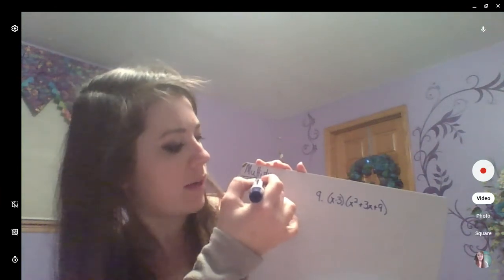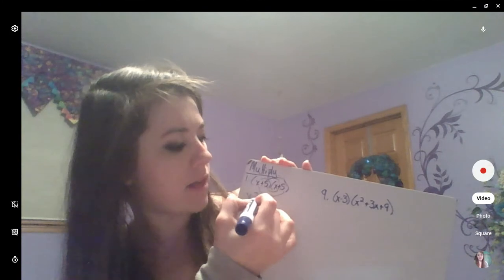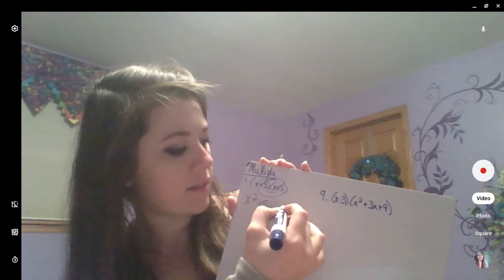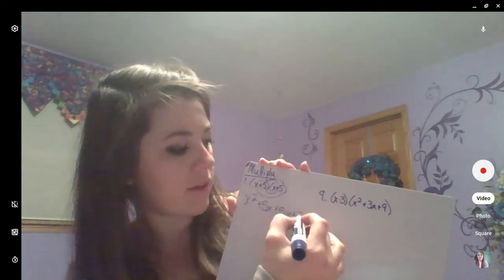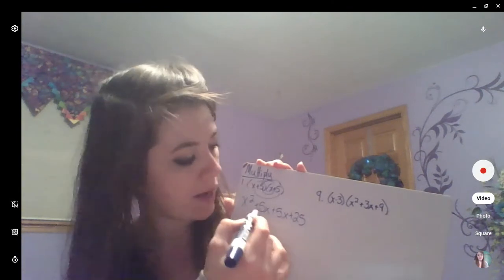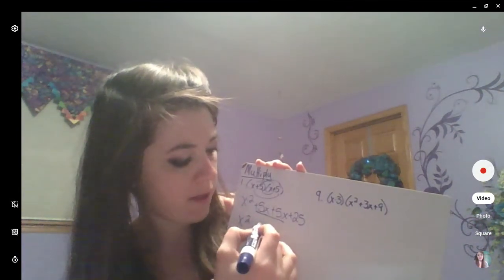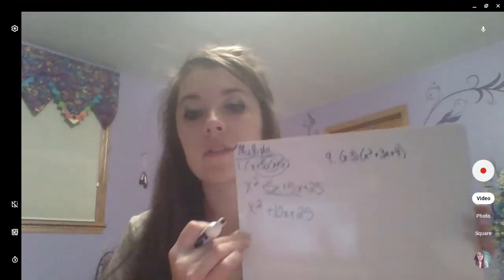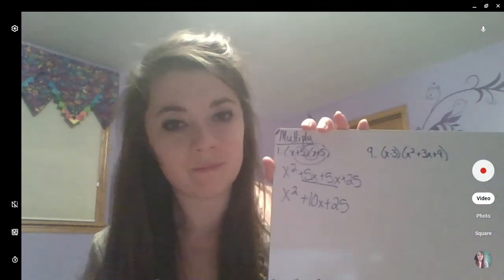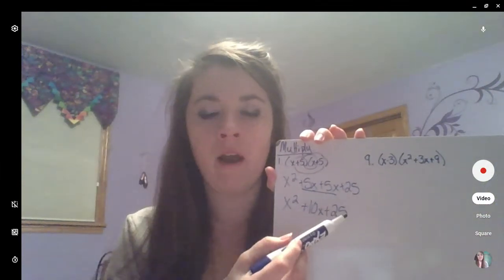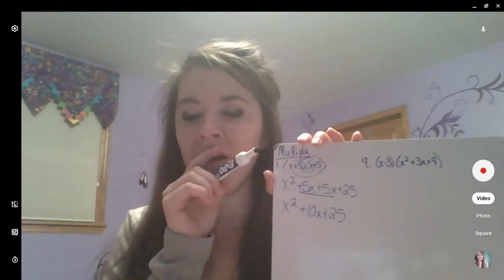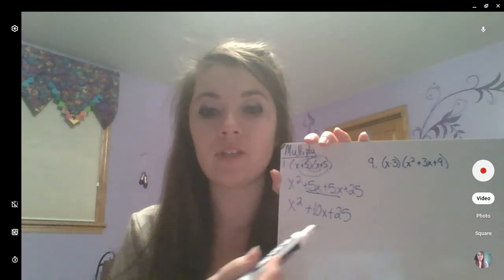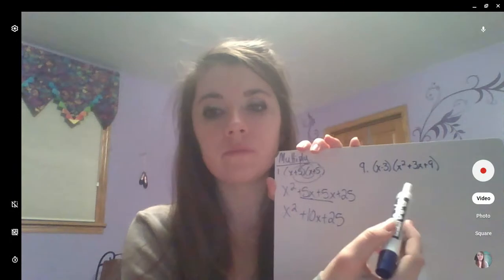First, outer, inner, last. x times x is x squared, x times 5 is 5x, 5 times x is 5x, and 5 times 5 is 25. Combine our like terms, so we have x squared plus 10x plus 25. And there's our answer. Now this is what's called a perfect square trinomial, because both the first number and the last number are perfect squares, and if we multiply them together and multiply by 2, we get the middle number. All right, the next one.